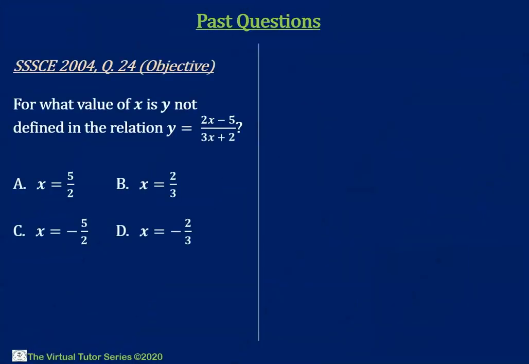SSSCE 2004, Objective Question 24. For what value of x is y not defined in the relation y is equal to 2x minus 5 all over 3x plus 2? Solution. The expression 2x minus 5 all over 3x plus 2 is not defined if the denominator, or 3x plus 2, is equal to 0.